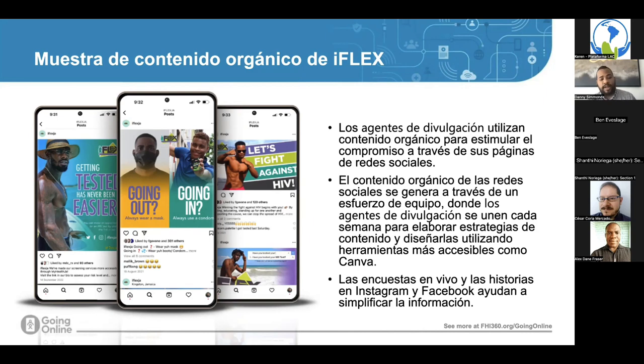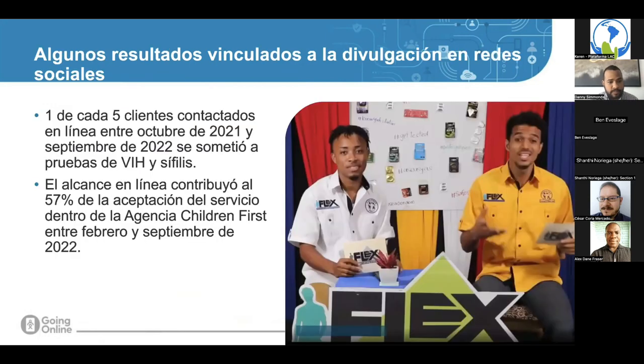Outreach workers employ organic content to foster engagement on their social media pages, and this can be their individual profiles or their organization pages. The content is developed collaboratively by iFlex outreach workers. They convene weekly meetings to strategize and create visually appealing posts using user-friendly tools like Canva. I'm not sure how many persons are familiar with Canva, but it's a platform that allows you to put content together. Next slide, please.